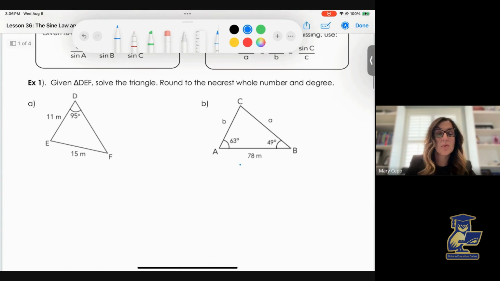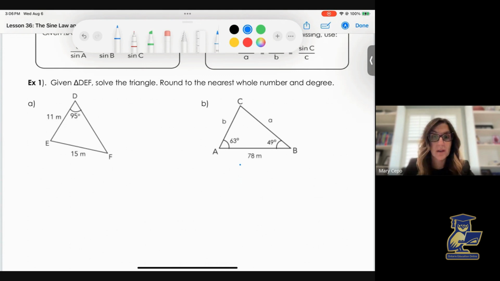So looking at example 1, we're given triangle DEF. Solve the triangle, which means determine all the sides and all the angles. We want to round to the nearest whole number and degree, so both the side lengths to the nearest whole number and the angles to the nearest degree.